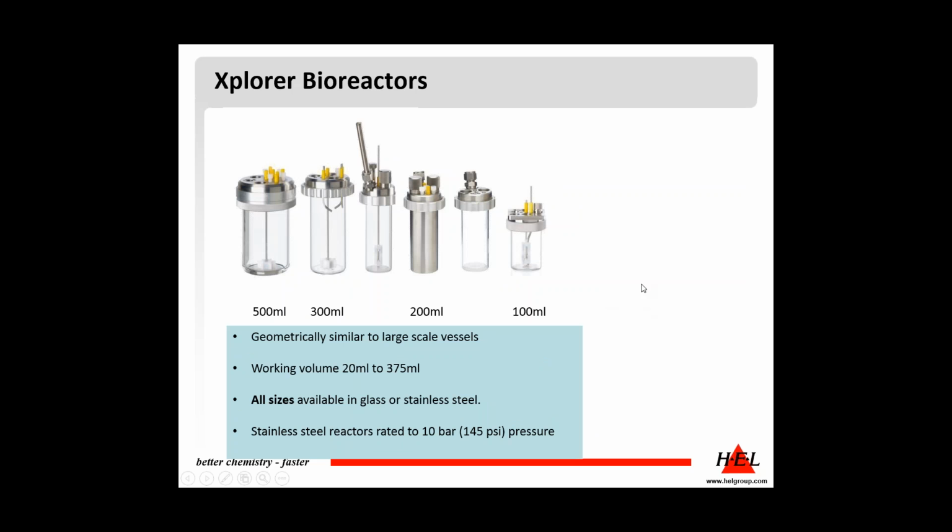So to start with, we have the Xplorer Bioreactors. We have a range of reactors which will fit on the system. They're designed to be geometrically similar to large-scale vessels, as I say, with a working volume from 20 to 375 mL. We do have litre-sized vessels, not shown here. I'll come to it in the next slide, and so the system can be expanded to offer litre-scale processing if needed. All the sizes you see here are available in glass or stainless steel, and the stainless steel bioreactors are rated to 10 bar pressure, obviously making them ideal for pressure applications.